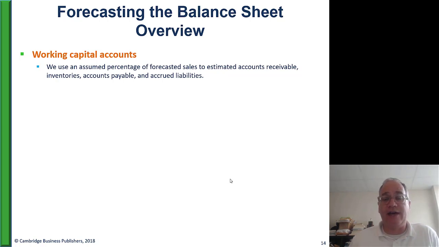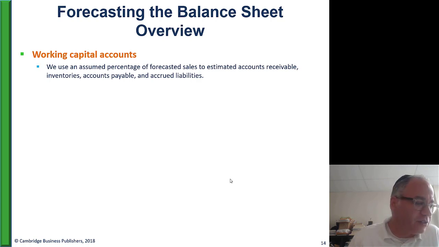The more sales you have, the more receivables, because sales is related to receivables in terms of number of days collected of receivables. Inventory is related to sales, really related to cost of goods sold. The cost of goods sold is related to sales. Same thing with accounts payable is related to cost of goods sold, which is related to sales. And accrued liability comes from selling, general, administrative expenses, which also will come from sales. So to keep everything simple, we look at these as a percentage of sales.